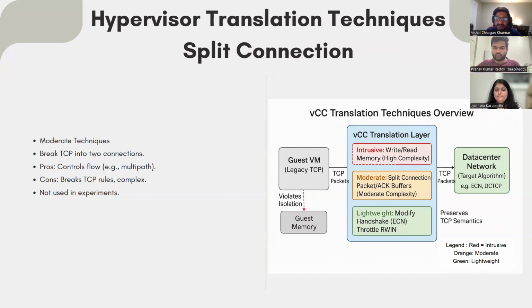Starting with the moderate techniques, first is the split connection. Here VCC acts like a middleman, breaking the TCP connection into two parts.